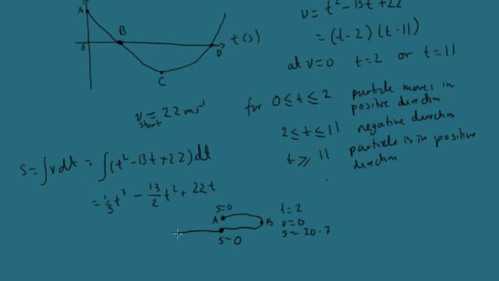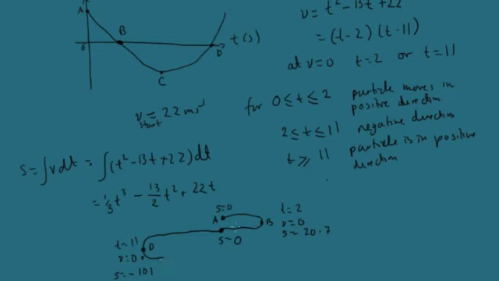Then as it continues at point D, this is at t equals 11, v is 0, and if you were to put t equals 11 into this equation, s would be minus 101. And then it continues back into the positive direction.